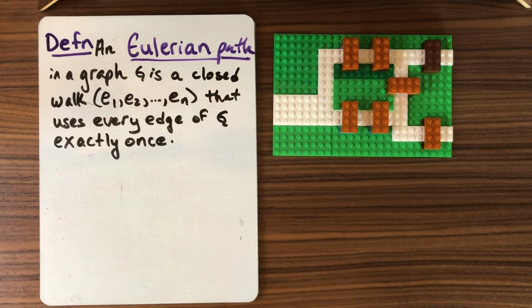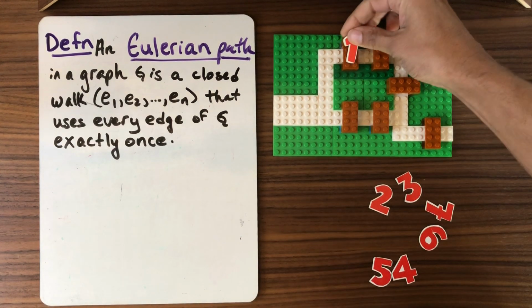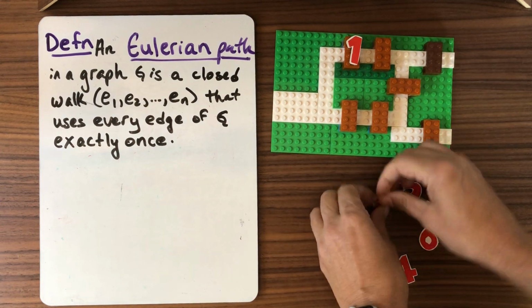Continuing with our idea of Königsberg, using our smaller model here, let's get rigorous with the graph theory and define an Eulerian path. An Eulerian path in a graph is a closed walk that uses every edge of G exactly once. Just for ease of notation, let's number the bridges, which are going to be the edges that we have in our graph.